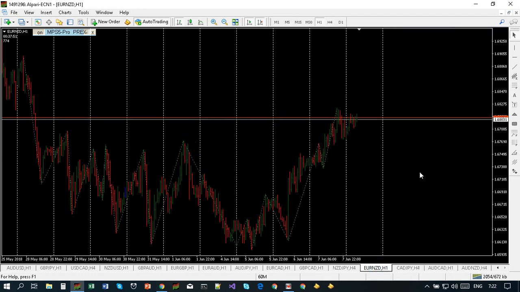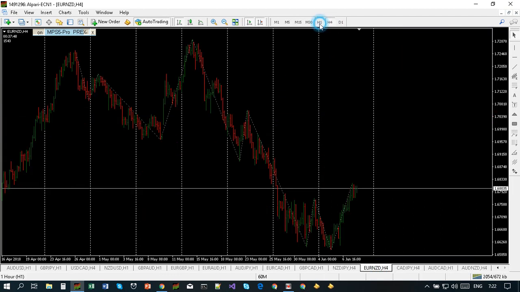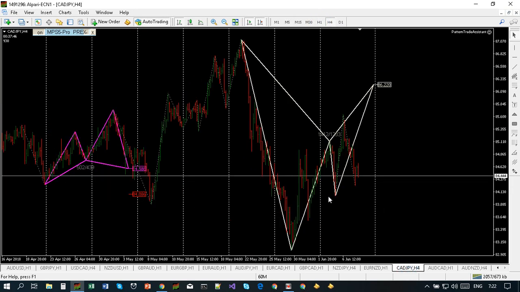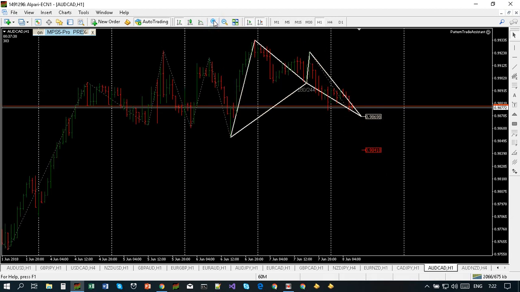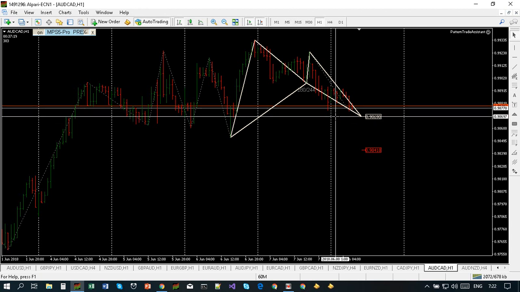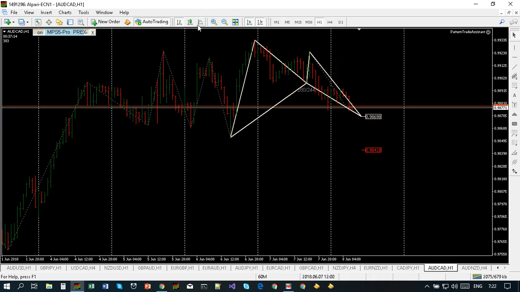Now let's go to Euro New Zealand, 1 hour and 4 hour, nothing and nothing here. Canada Yen invalidated, so no pattern here because we already have two swings, two waves in this movement. 1 hour is nothing. Aussie Canadian 1 hour, a valid pattern. Also pay attention to this. Aussie Canadian, very good, valid level at 98.69 to be precise. 98.69, 98.70 is the level to pay attention to.